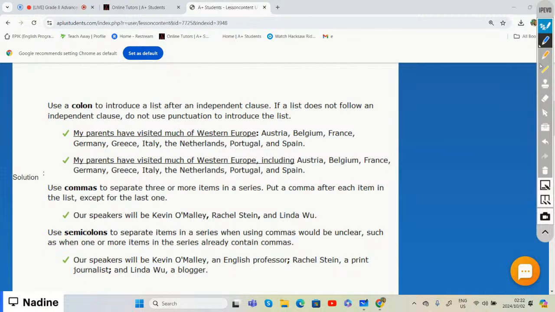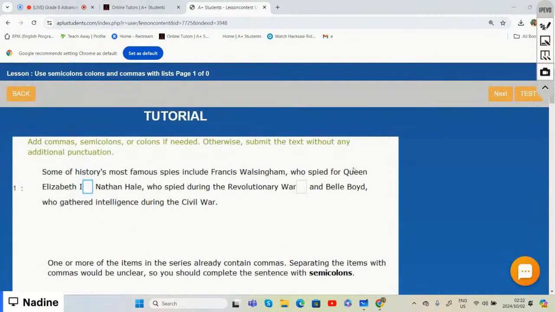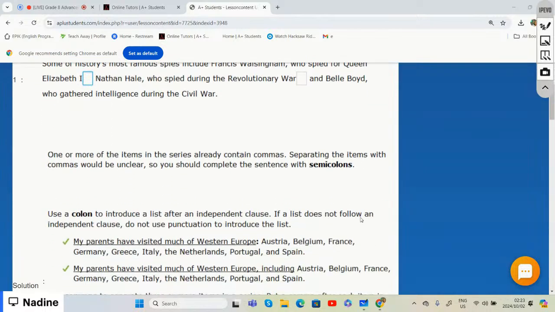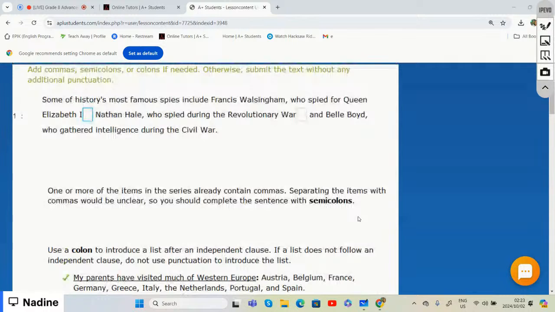All right, so now we're going to look at an activity where we're going to add commas, semicolons, or colons if needed, and then we are going to our test. It says we need to either add commas, semicolons, or colons if needed. Otherwise, submit the text without any additional punctuation. So if we need to add a comma, semicolon, or colon, then we should. If not, then we just leave it as is.